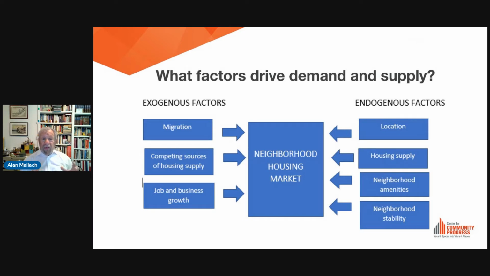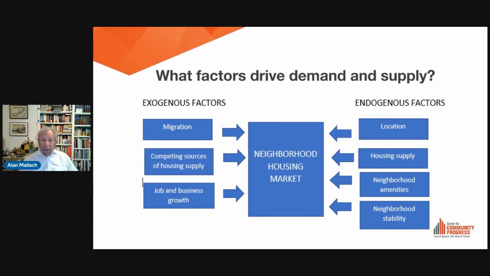Now, the exogenous factors are basically three. What is happening to the economy in the community and the region? Because people aren't concerned so much about the economy in a particular neighborhood, even in a particular city. If you live in Trenton, you can work all over the metro area. And if you live anywhere in the metro area, you can work in Trenton.